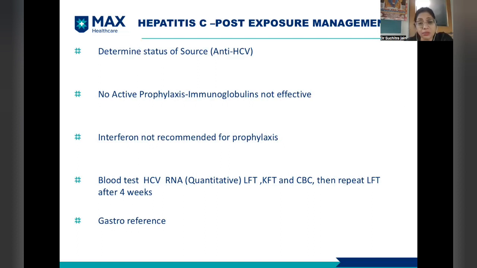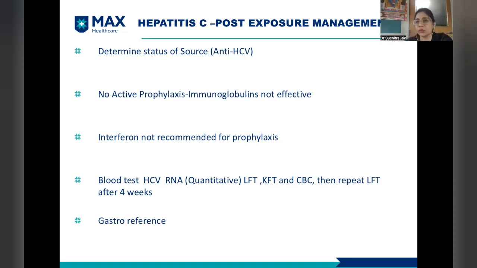Interferons are not recommended for prophylaxis, but what we can do is test HCV RNA quantitative with LFT, KFT, CBC, and then repeat LFT after 4 weeks. This is a mandatory thing. These are the CDC guidelines: no interferons.